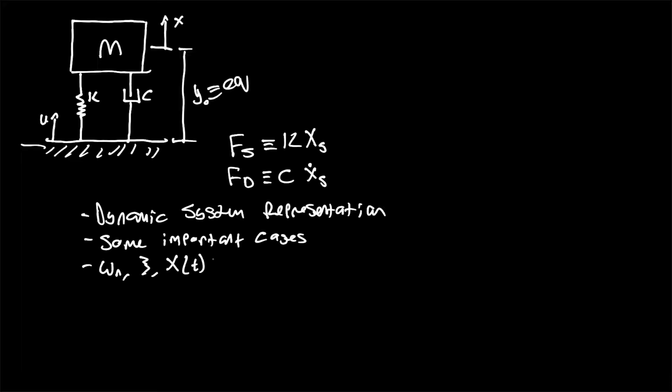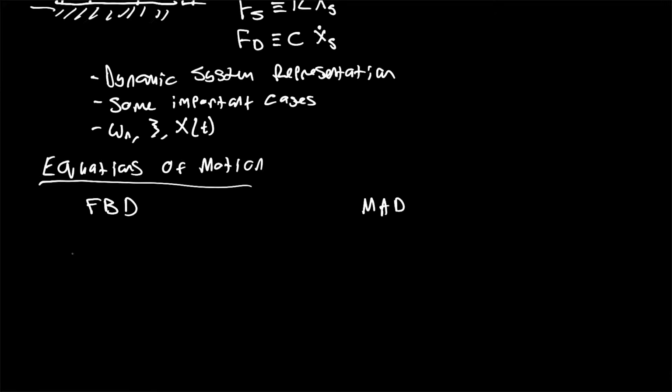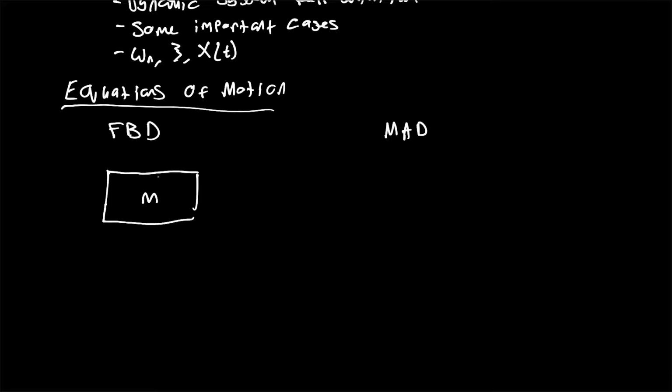So let's get started with this. We're going to start with our equations of motion. First we're going to draw our free body diagram, and we're going to equate that to our mass acceleration diagram. For the free body diagram, one thing we're always going to have, as long as this is acting in the y direction here, is gravity. We'll just call that Fg, force of gravity for now.